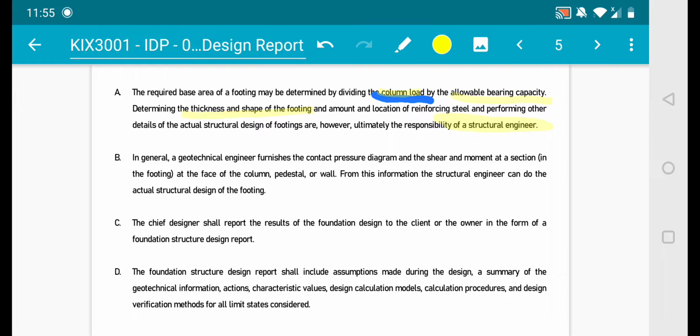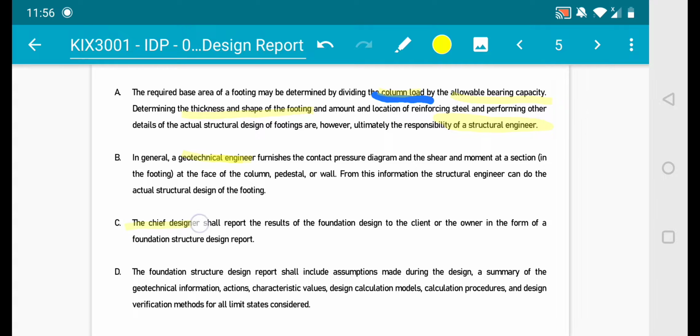Now look at B. In general, a geotechnical engineer furnishes the contact pressure diagram and the shear and moment at a section in the footing at the face of the column, pedestal, or wall. From this information, the structural engineer can do the actual structural design of the footing. So it is mandatory for your group to have a geotechnical engineer and structural engineer to work alongside in order to come up with this result.